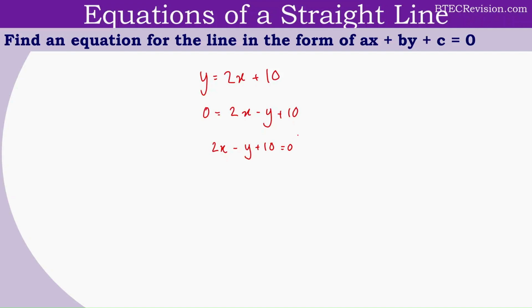So you can see this is the form ax plus by plus c is equal to 0, where the a value is equal to 2, the b value is equal to negative 1, and the c value is equal to 10.